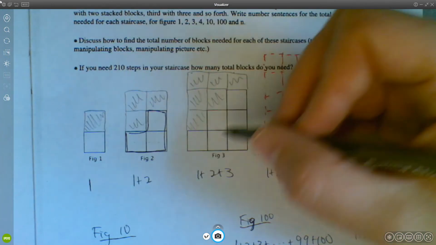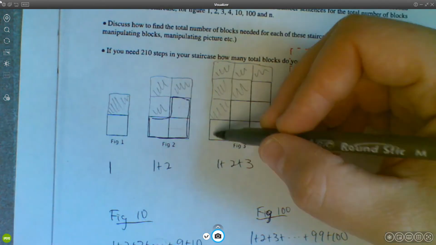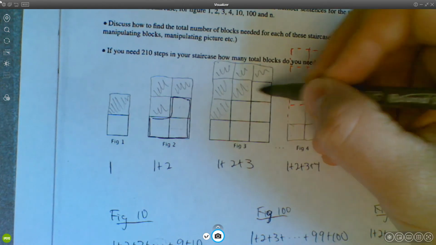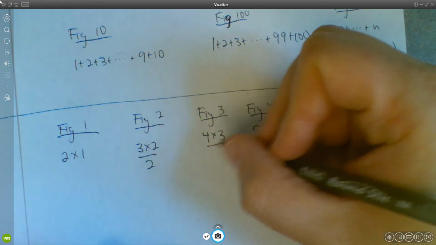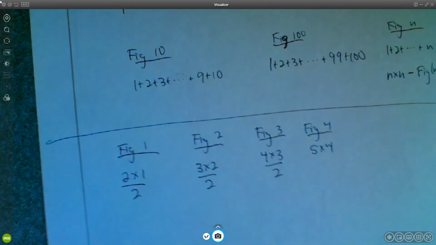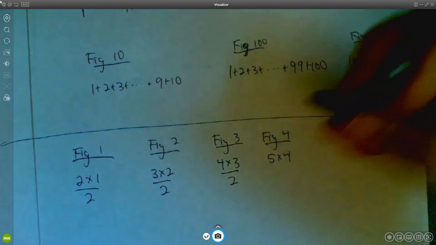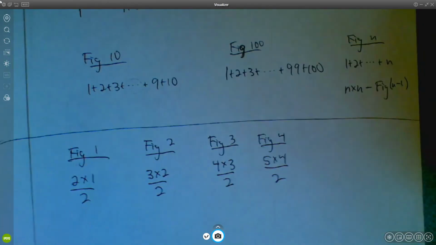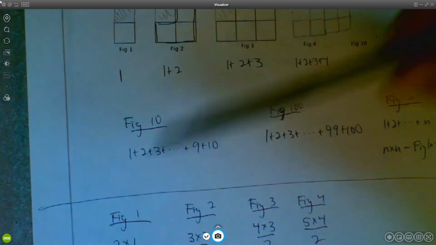Same thing for figure 3. I can just say, well, it's 4 by 3, except that in actuality I only have half that number of squares. And same thing for figure 1, right? It's a 2 by 1, but in reality I only have half that number of squares, so I'm dividing by 2 each time, right? We can verify that this works, right?